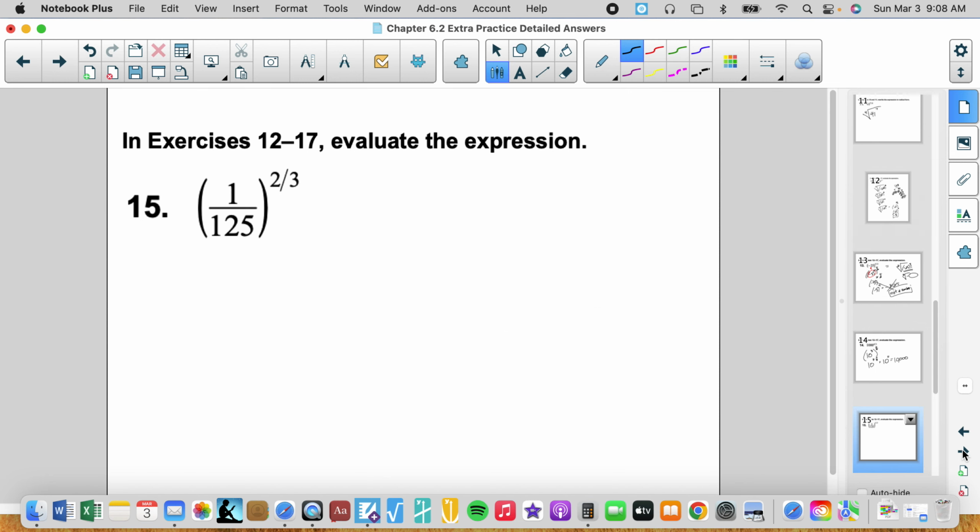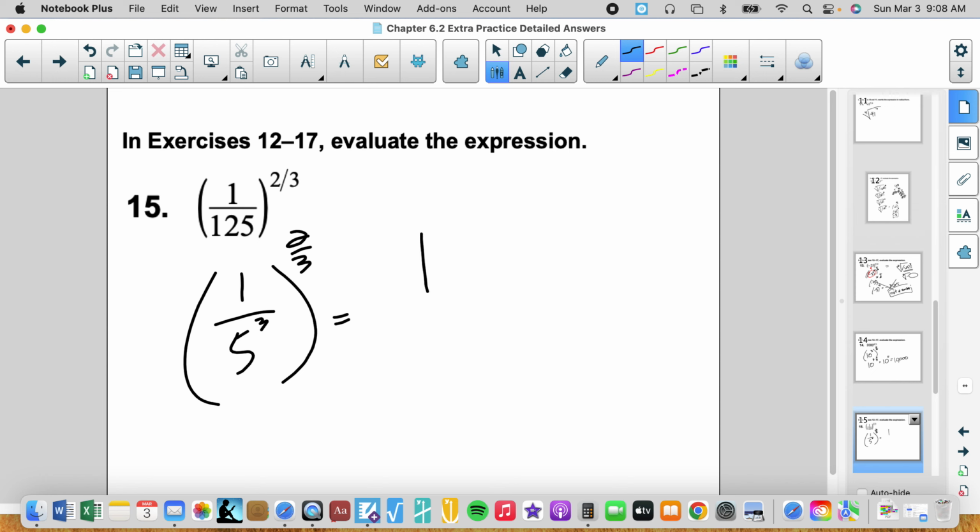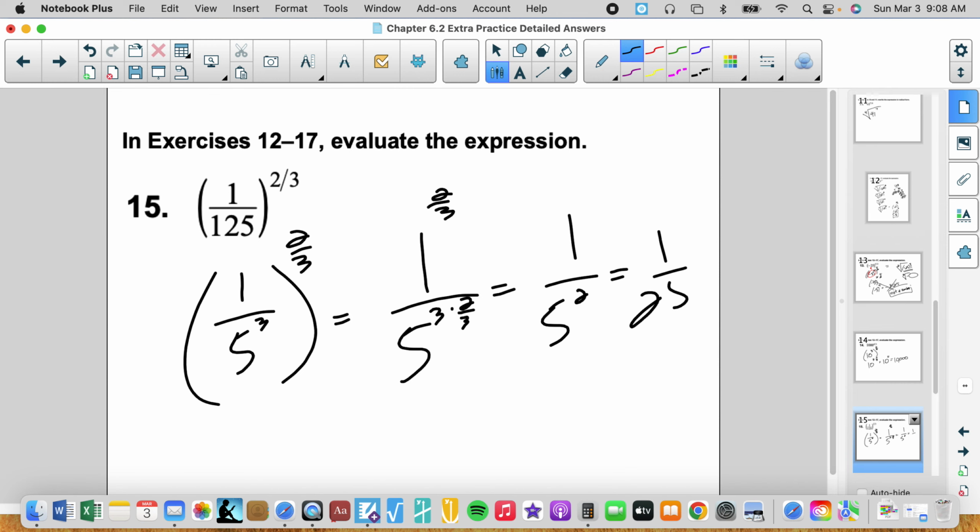Nice, easy. I'm going to write 1 over 5 to the 3rd, so I should start knowing these. And 1 to the 2 thirds over 5 to the 3 times 2 thirds. And 1 to the 2 thirds is equal to 1, because you square it and take the cube root. It's still going to be 1. And this is going to be 5 squared, and we get 1 over 25.